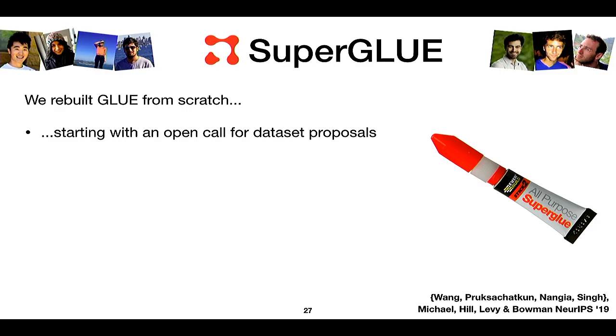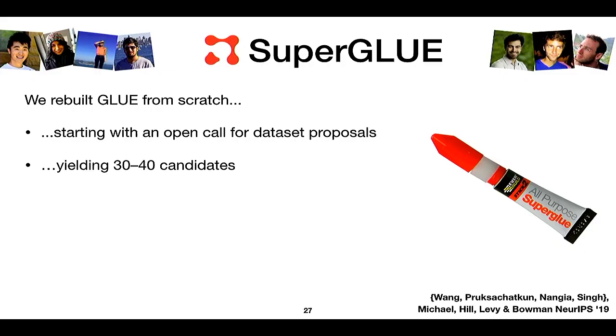One thing we did differently is we started with an open call for dataset proposals. GLUE, like a lot of shared tasks, was organized somewhat ad hoc. We picked tasks just based on what the organizers thought was fairly representative of this thread of NLU research. With SuperGLUE, some people are taking us as speaking for the NLU community, so let's actually try to make some attempt at doing that.